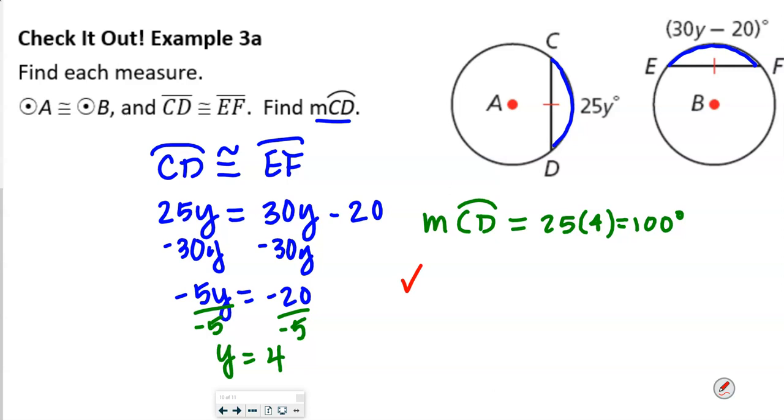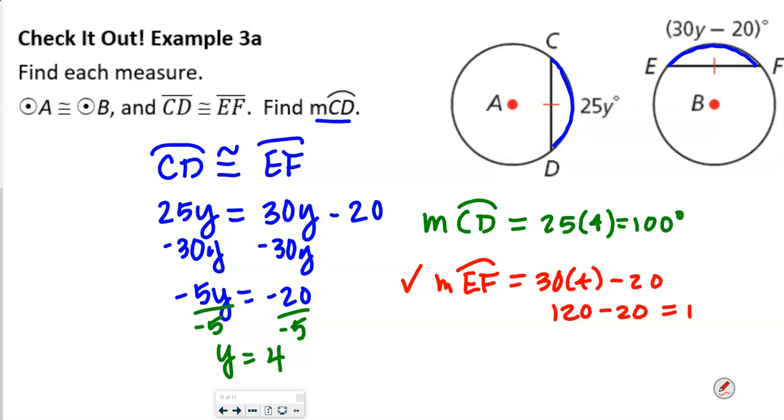So to check it, we're going to find the measure of arc EF, right? Be great if I could write today, but I can't, obviously. So arc EF, it should be the same, right? So we're going to go 30 times 4. That's 120 minus 20. What's 120 minus 20? That's equal to 100, right? So this is 100 degrees. And so if these measures are the same here and here, then we know that our answer is correct.